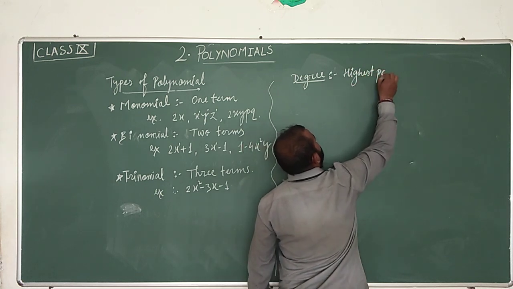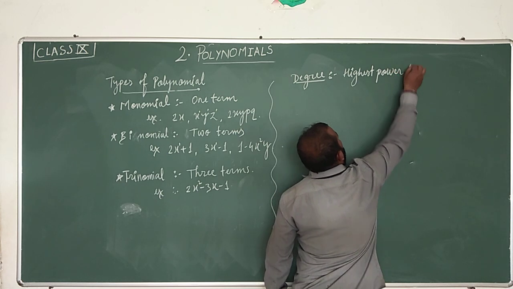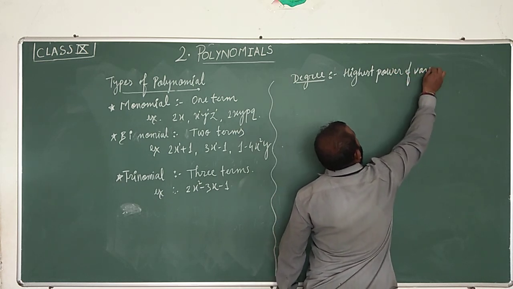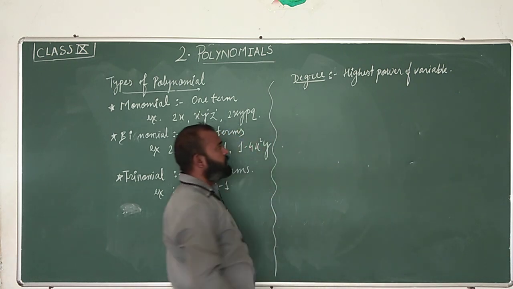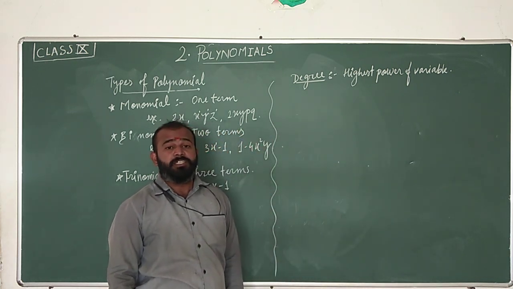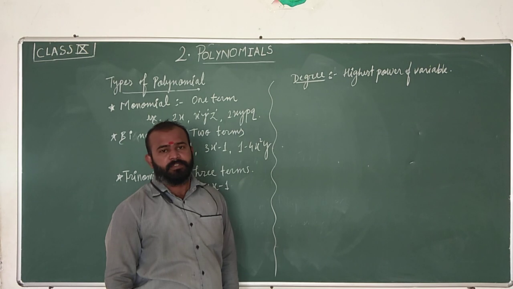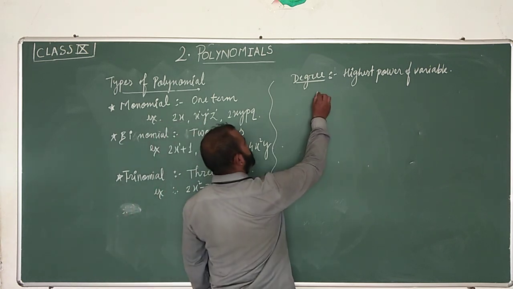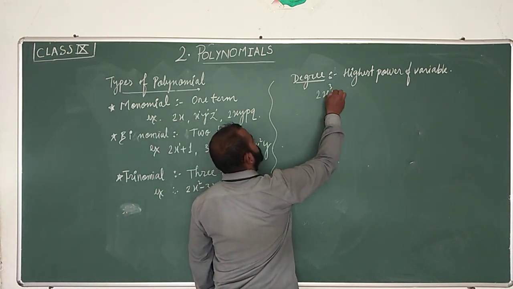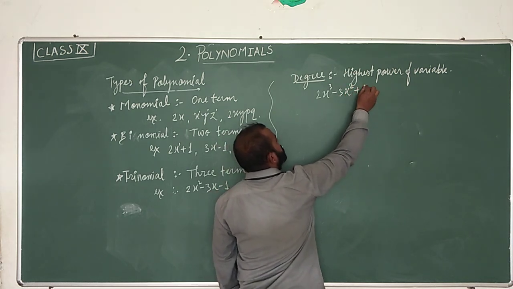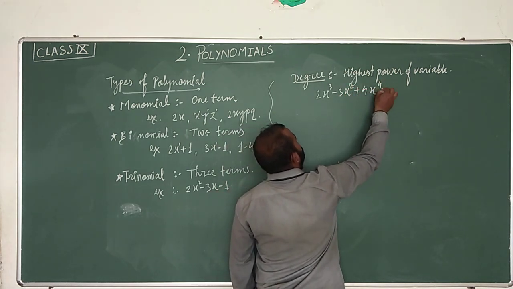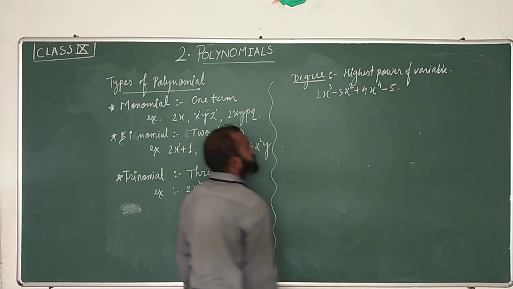Highest power of variable. Highest power of the variable is called degree. If I give you the example here, 2x cube minus 3x square plus 4x to the power 4 minus 5.